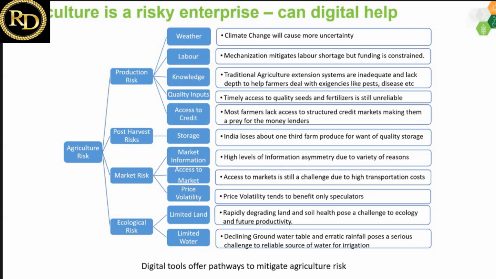Then quality inputs, timely access and access to credit. Thanks to the governments, both central and state, they are giving a lot of input subsidy, like the Rythu Bandhu scheme, as we say in Telangana. Before monsoon, they are giving 5,000 rupees per acre so that farmers can access credit.